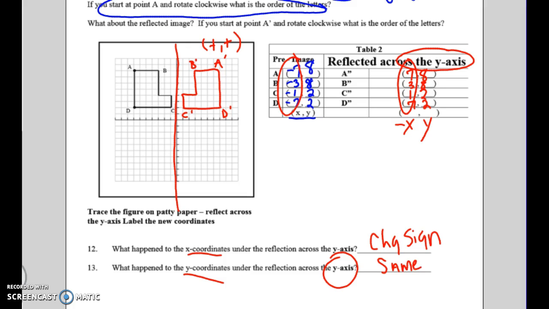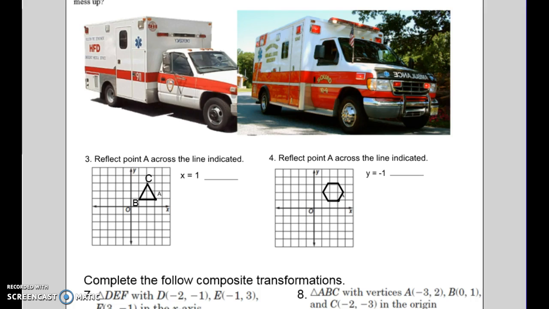Okay, flip it over to the back. Oh, an ambulance. So I went and bought some ambulances and I sent them off to be painted or wrapped, or whatever they do nowadays. And they came back looking like this. They're supposed to be different. I wanted them designed different. I want to know, should I pay the bill or not?